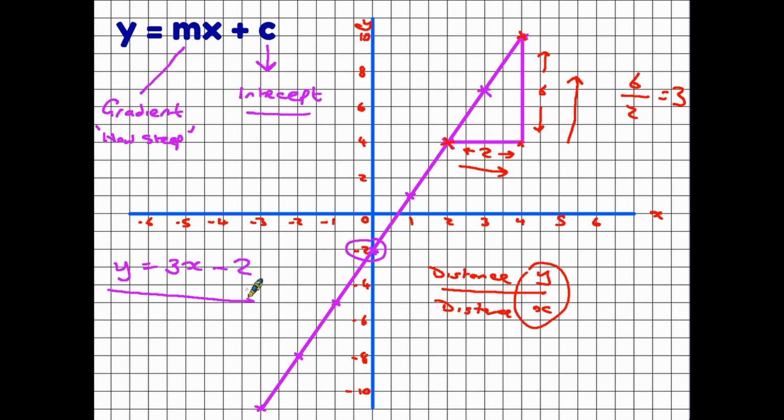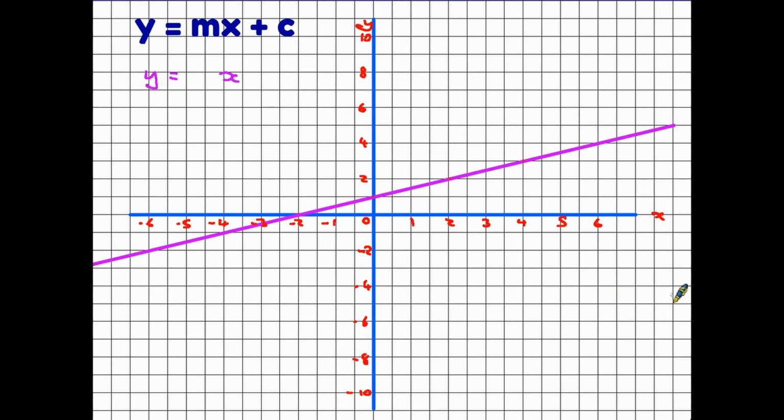Let's quickly have a look at another line. So here's a line, and looking at it, we can see already that it's going to have a lower gradient. It is not such a steep line. So it is going to follow the pattern y equals mx plus c.